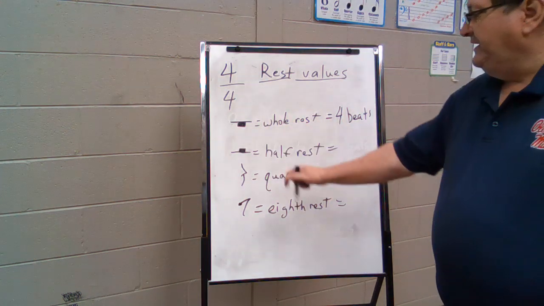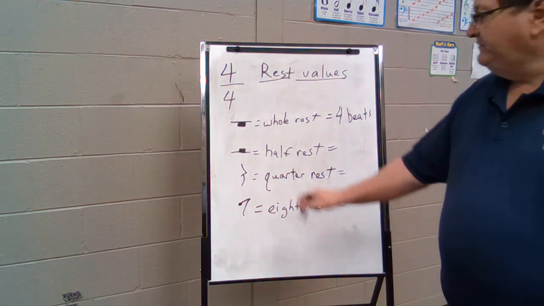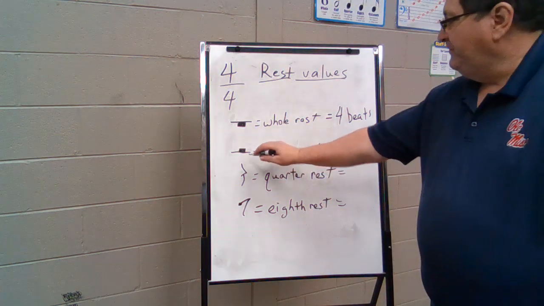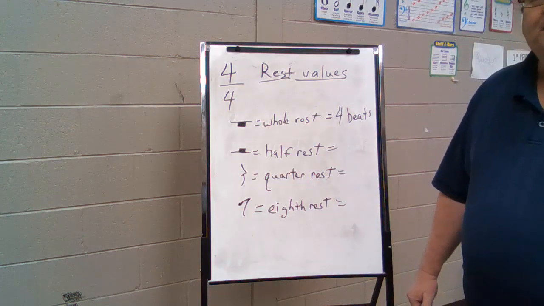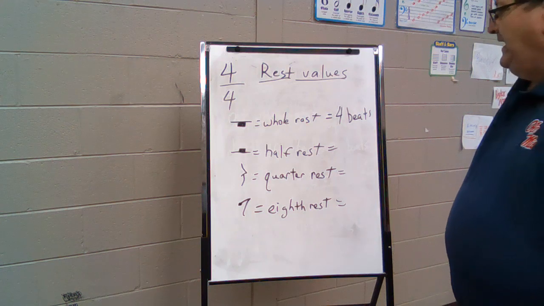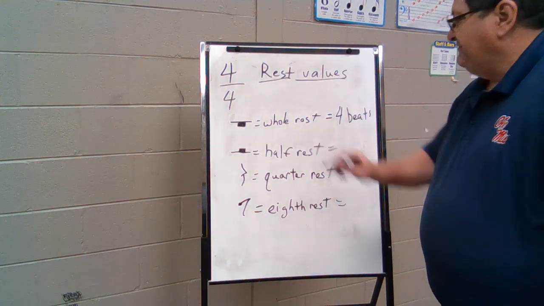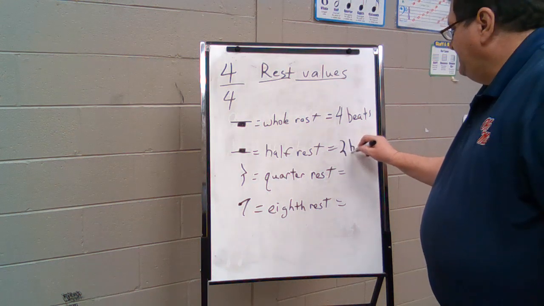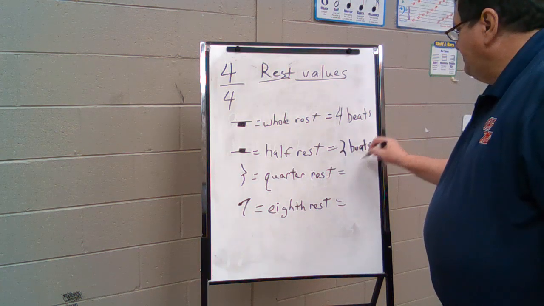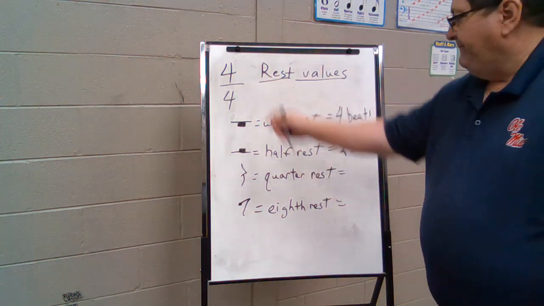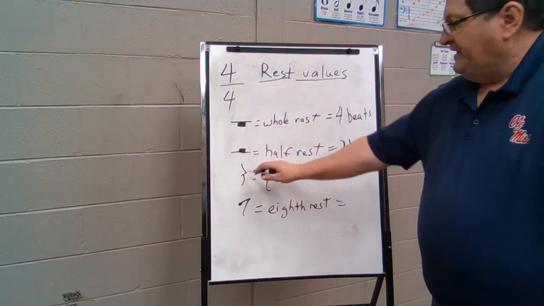Now our next one is a half rest, and it looks kind of like a top hat. My drawing is kind of bad there, but our half rest looks like that. It sits on top of the 3rd line on your staff, and if a half note gets 2 beats, then a half rest is worth 2 beats. That means when we see one of these, we just don't sing or play for 2 beats in 4/4 time.